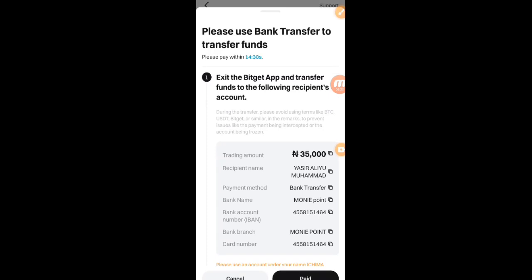In this next, you are going to see the account name to pay. Copy this account name. Copy the account number that you see here. You are paying to Money Points. That is it. You can see all of this. So once you make this payment, you go to here and click on paid. Just watch what will happen now.